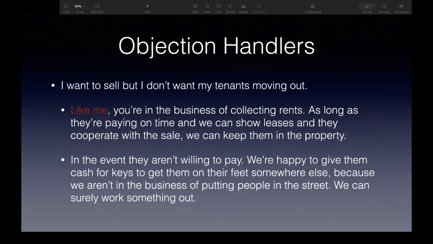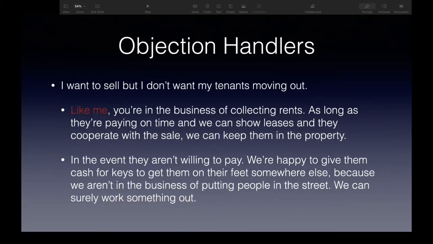I want to sell, but I don't want my tenants to move out. It's another one. I mean, like me, you're in the business of collecting rents. As long as they're paying on time and we can show leases and they cooperate with the sale, we can keep them in the property, right? That's an objection handler. Boom, right out the window. You're good. I'll keep the tenants in there. Don't even worry about it. As long as they're on time, you can show me leases, we should be good to go.